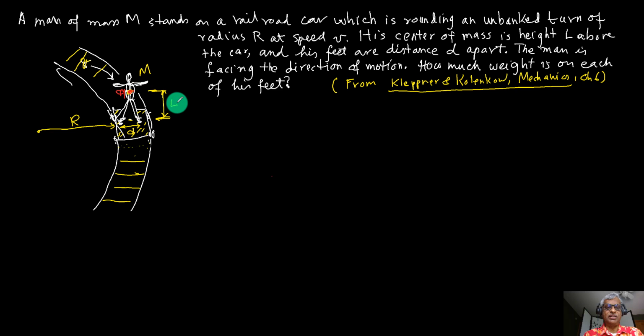The CM is at a height L from the ground, not necessarily half the height of the person, somewhere here. This is given. The end of the track is a distance r from the CM, which is going in a circle. The legs are apart by a distance d, so the CM is above the middle. So this will be r plus d over 2. That's the circle it's going in.